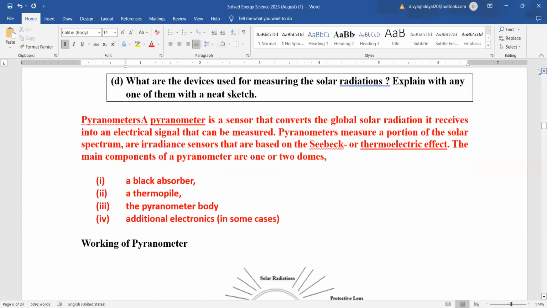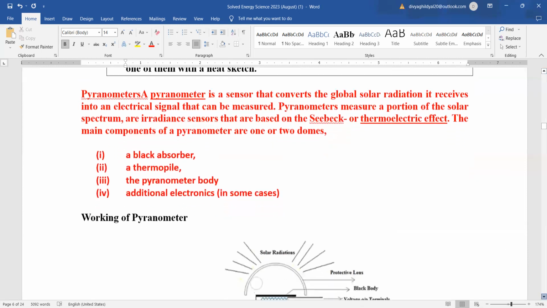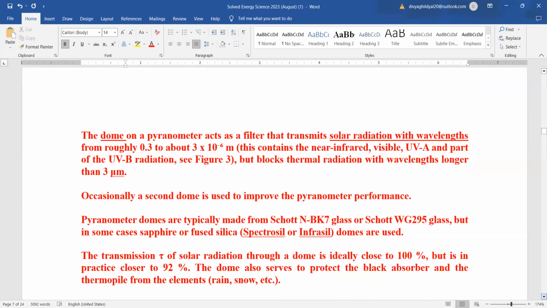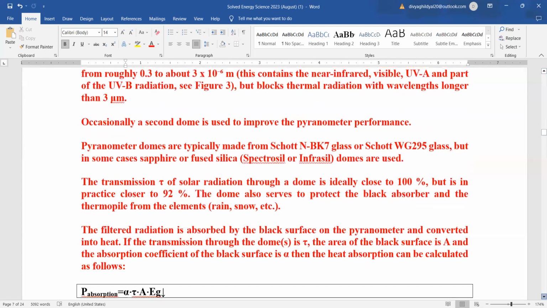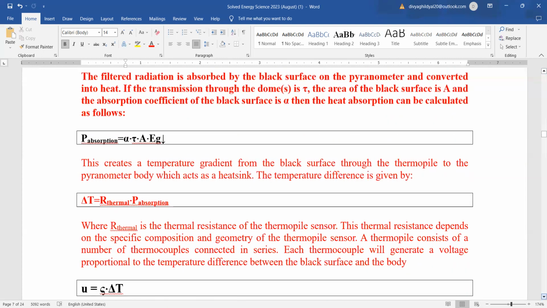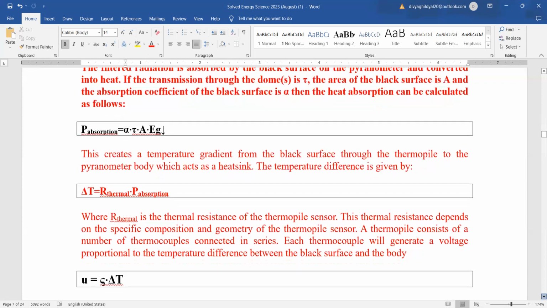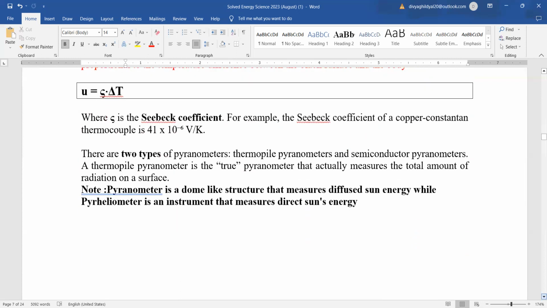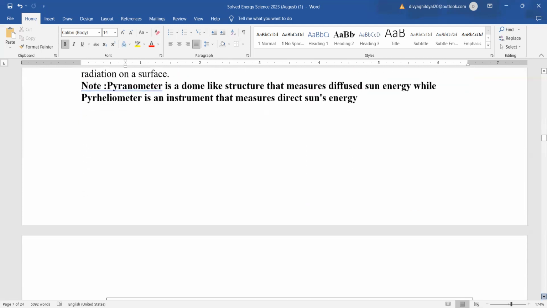So the pyranometer is just a sensor that is converting the global solar radiations which it is receiving into electrical signals, and it is based on the Seebeck or thermoelectric effect. And the working you can explain in short. You can see my lecture series on solar radiation, where I have explained how the dome-shaped structure is taking these radiations and how it is working further. You can show one or two formulas of how much heat is absorbed and how much is radiated. But if you are drawing that diagram, you are going to get good marks. So it is a dome-like structure that is measuring the diffuse sun energy. And the pyroheliometer, you can mention that also, that it is measuring the direct sun's energy.